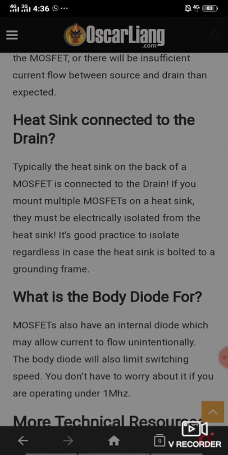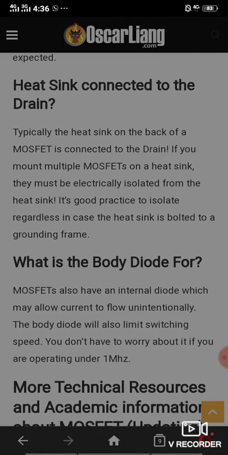What is the body diode? A MOSFET also has an internal diode which may allow current to flow unintentionally. The body diode will also limit switching speed. You don't have to worry about it if you are operating under 1 MHz.